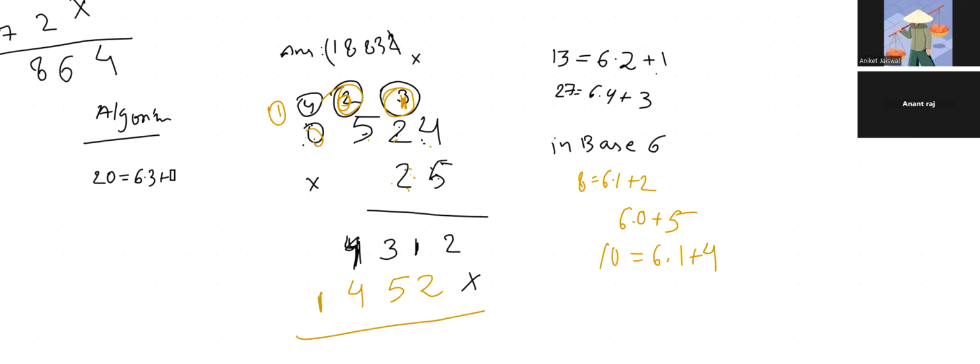Okay. I got it. I got where I made the mistake. In base 6, the number cannot be 8. How can we take eight? Yeah, yeah. That's very nice.